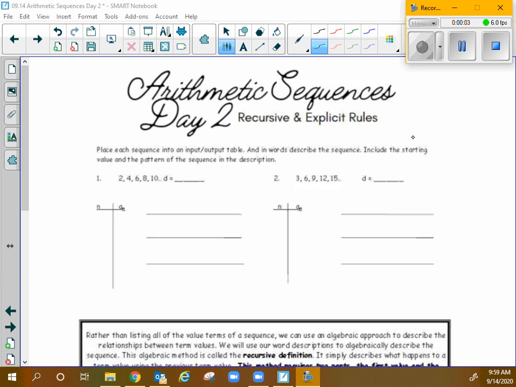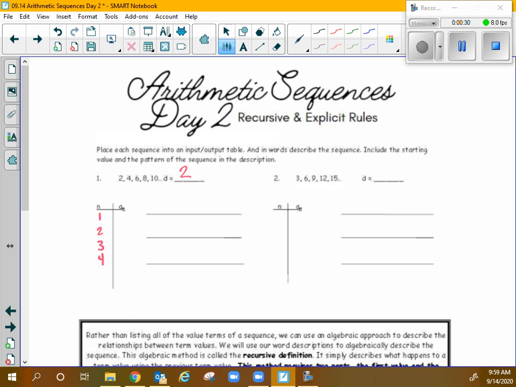What we talked about last week, right? So place each sequence in an input-output table and use words to describe the sequence. So if I've got 2, 4, 6, 8, 10, what's my common difference? 2. All right, so my common difference is 2. And so if I'm using an input-output table, remember sequences always start with that first position.